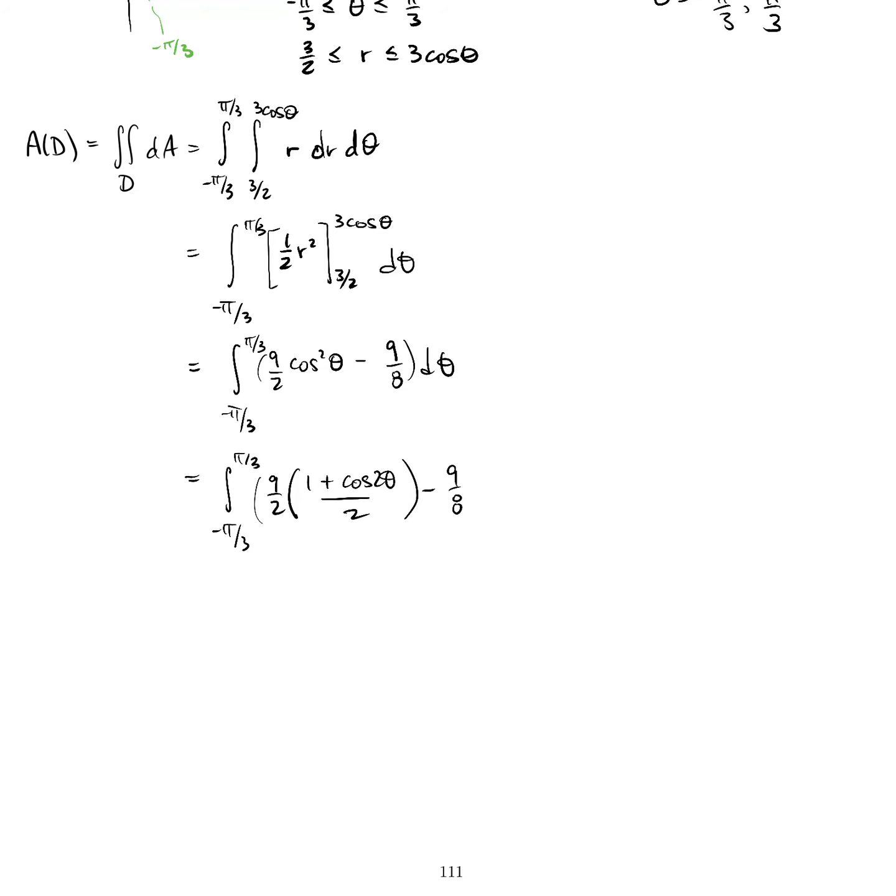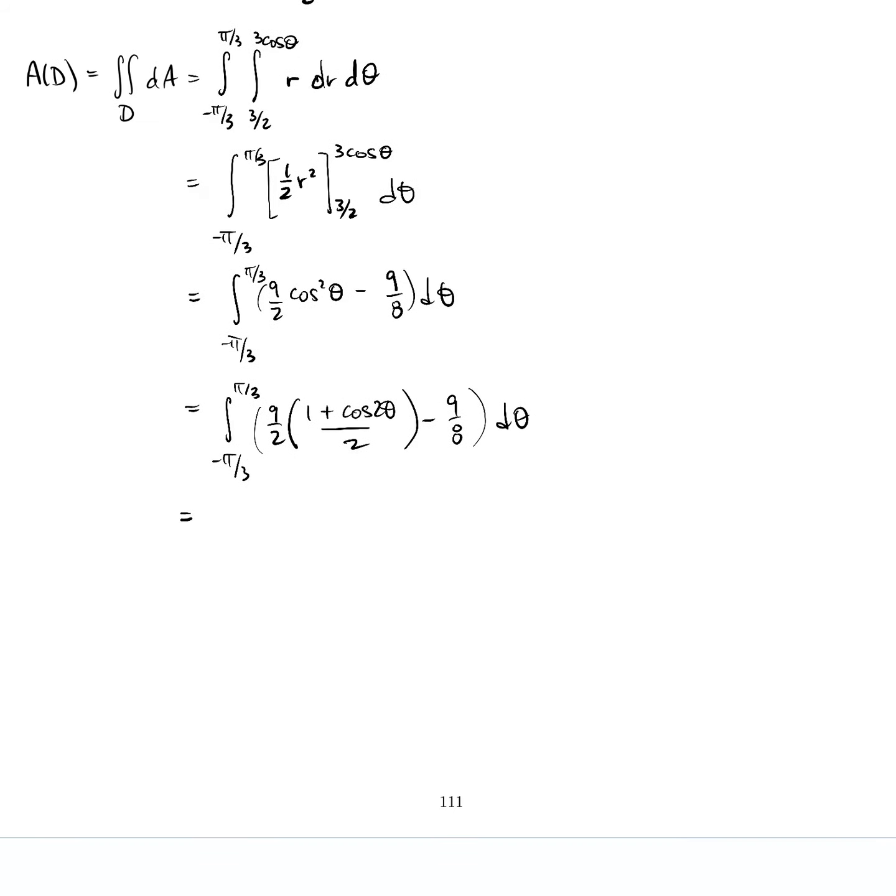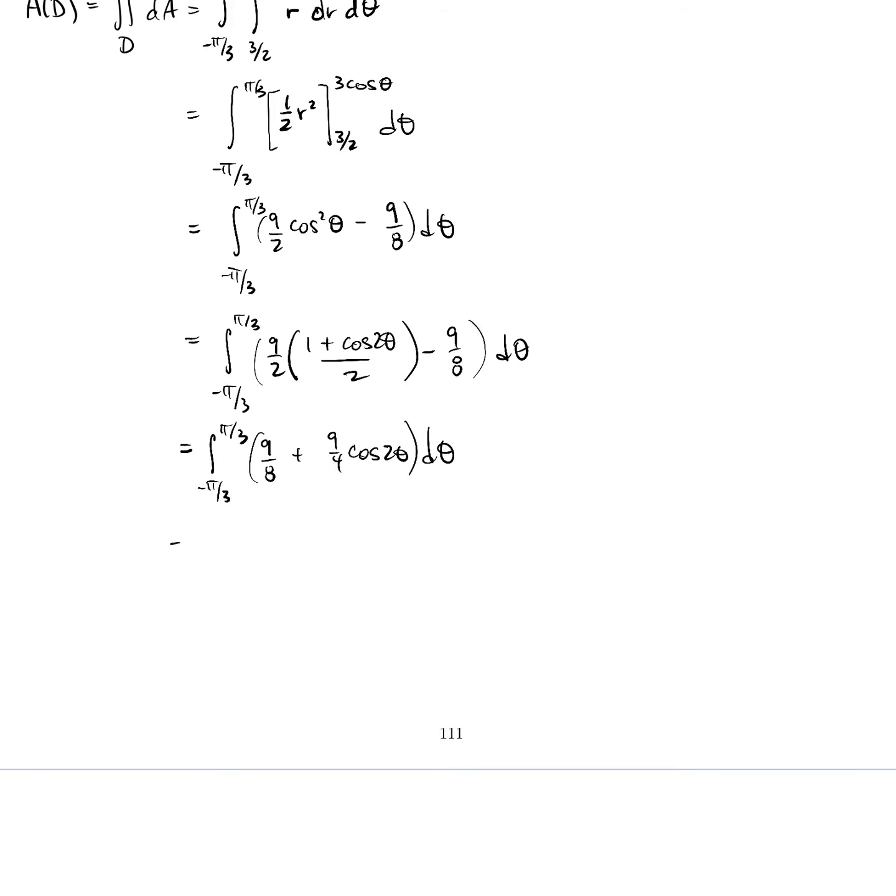Let's take our formula and clean it up a little bit, which is going to give us the integral from minus pi/3 to pi/3. If I multiply this through, I'm going to get 9/4 as my constant term, 9/4 minus 9/8. So 9/4 minus 9/8, that's going to give me positive 9/8. So I'm going to get 9/8 plus, and then I'll multiply through 9/4 of cos 2 theta d theta, and now we can anti-differentiate easily.